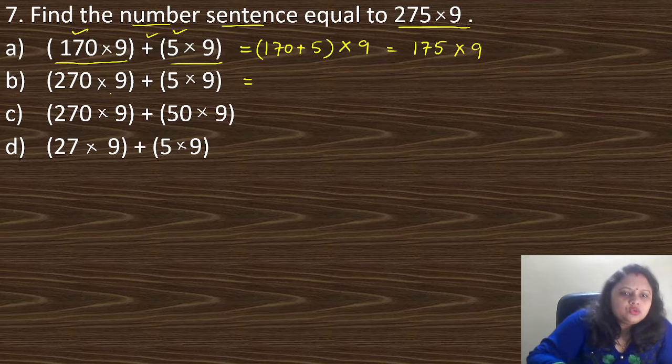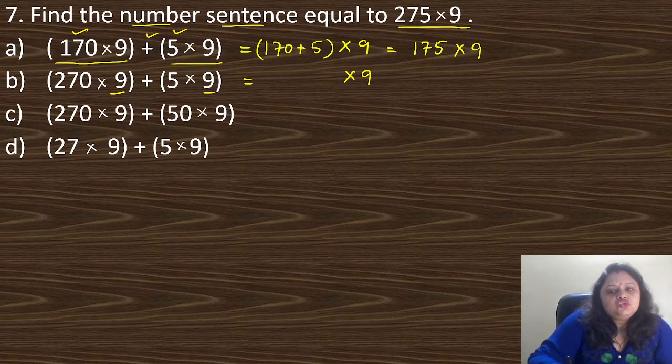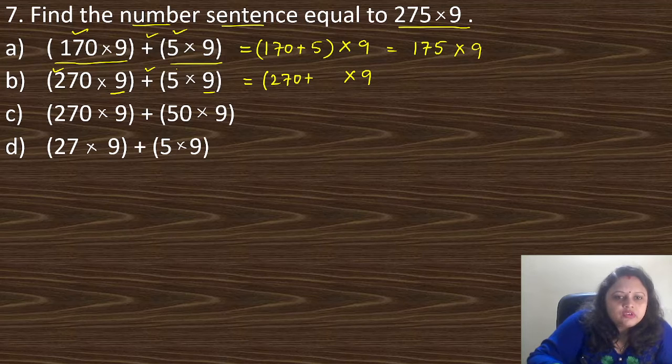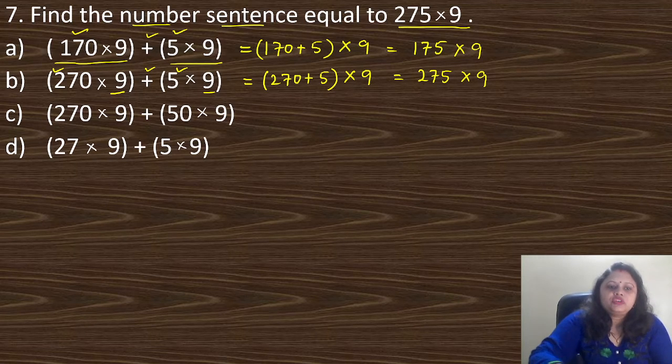Okay, so can you tell me the next one? Here also into 9 is present, here also into 9 is present. So we can write into 9 as the common, and in brackets we will write here what is left? 270, and sign plus, here what is left? 5. Okay, that is equal to 275 into 9. Got it?